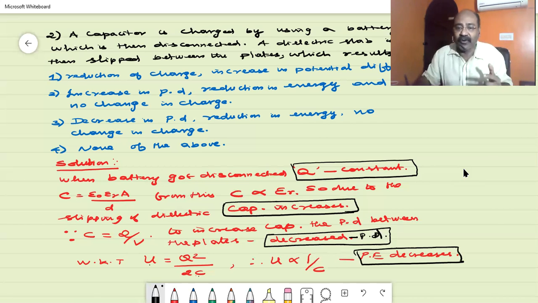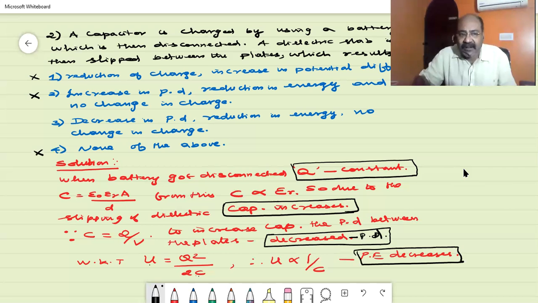So out of the four, which option is related to this? See, the first one, reduction of charge. No, because charge is constant. So the first one is not the answer. Then the second one, increases the potential difference. No, potential difference is decreased. So this is also not an answer. Then what about the third one? Already we know. Fourth one, none of the above. This is also not the answer. So the answer should be the third one.